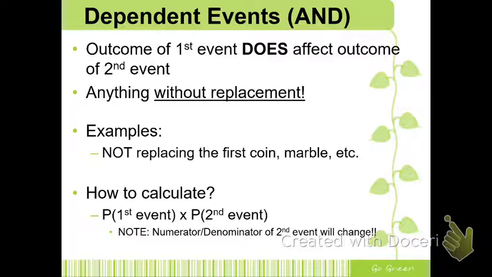The formula is still the same. You do the probability of the first event times the probability of the second event. However, that probability of the second event will be different because the first event happened.